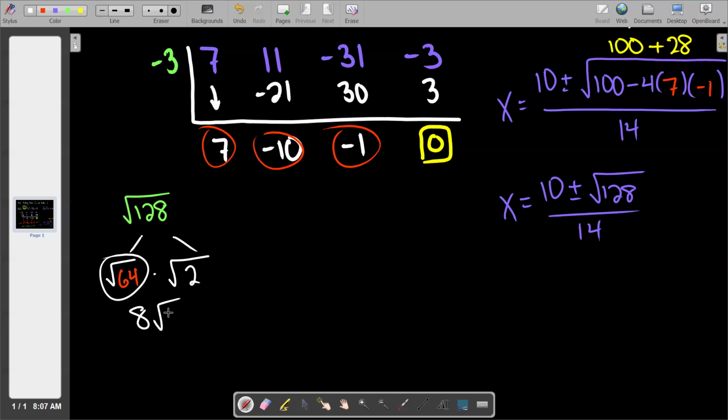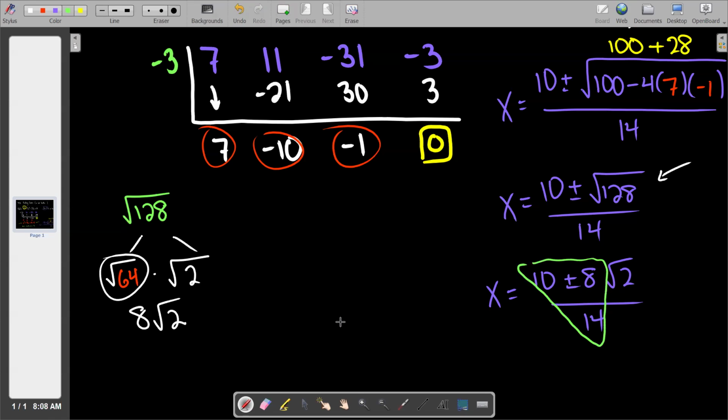So this turns into 8 roots of 2. And again, we're going to go back and right where this little white arrow is pointing up here, we're going to change that into 8 roots of 2. And the current state of our answer then is 10 plus or minus 8 roots of 2, all divided by 14. And the Dorito definitely kicks in again here.